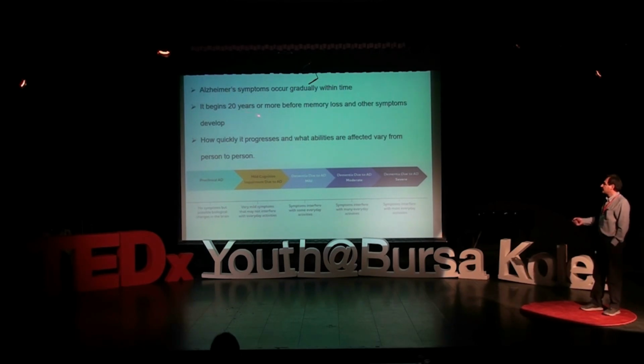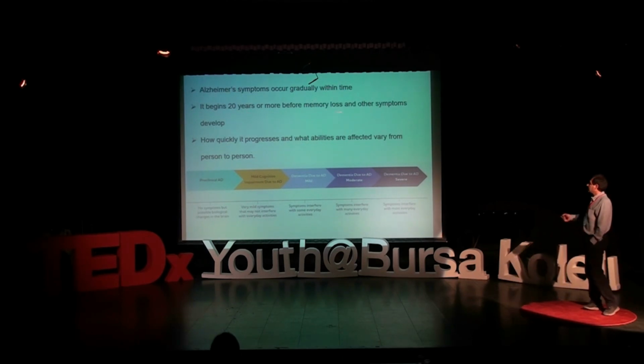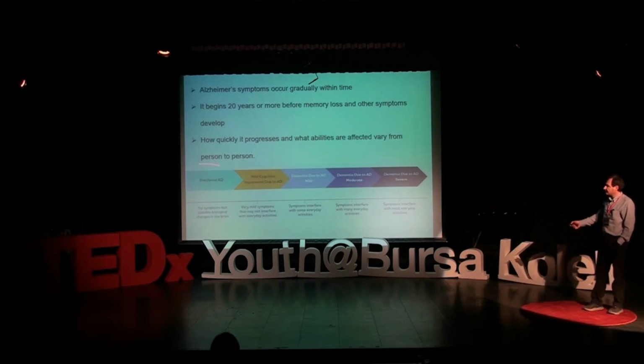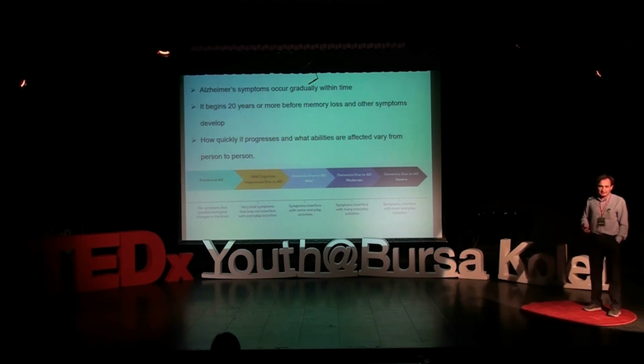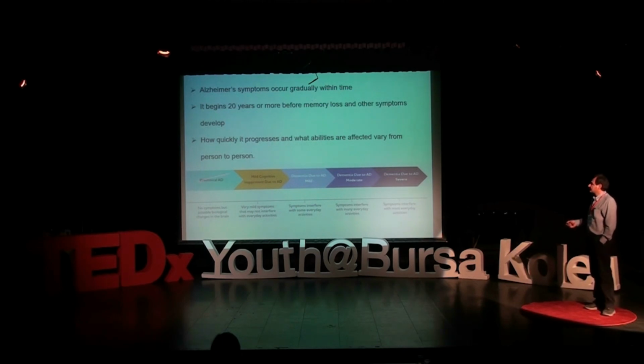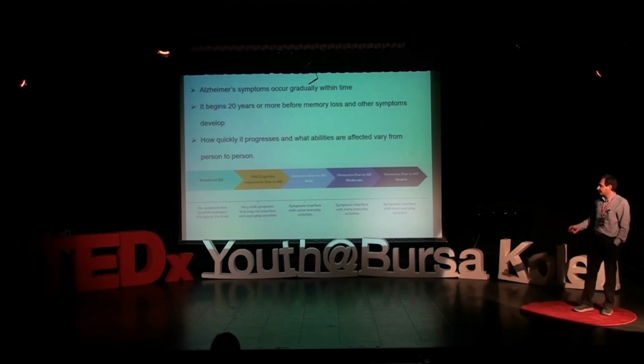Alzheimer's begins 20 years or more before memory loss and other symptoms develop. So there's a preclinical Alzheimer's disease phase. This stage does not have any symptoms. How quickly it progresses and what abilities are affected vary from person to person. So in this preclinical stage, there are no symptoms, but possible biological changes in the brain. This represents about 20 years just before the symptoms develop.